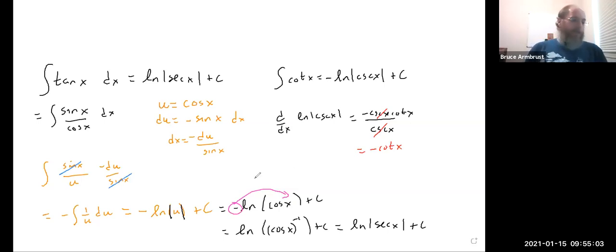But this actually brings me to another good point, and I think this is a good thing for us to leave with: when you anti-differentiate, when you integrate, it's always possible to check yourself. It's always possible to see if you did it right or not, because all you have to do is differentiate your answer. And if its derivative doesn't match what you started with, you did something wrong.